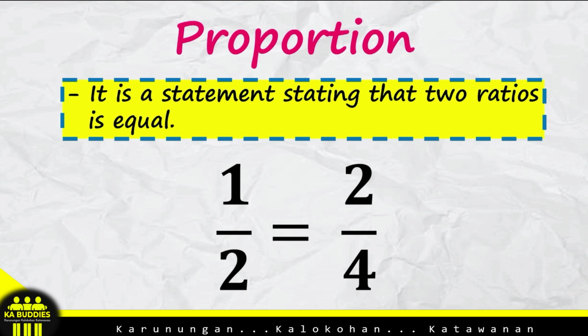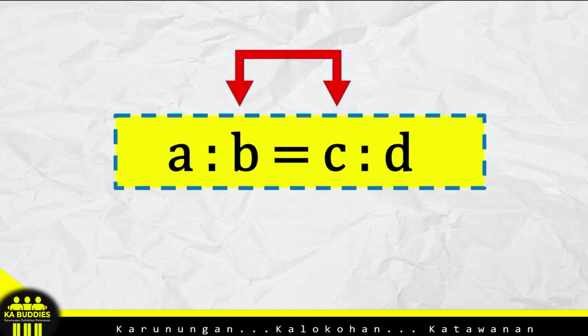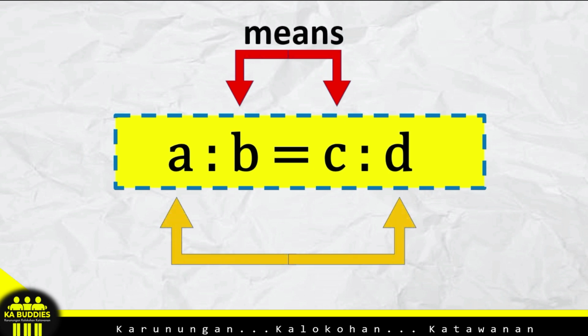So to better understand, let us have this illustration. For example, we have two given ratios, A is to B and C is to D. What we need to do first is to identify the parts. The inner numbers, which are represented by B and C, are what we call means. And the outer numbers, which are represented by letters A and D, are what we call extremes. Please take note of this.